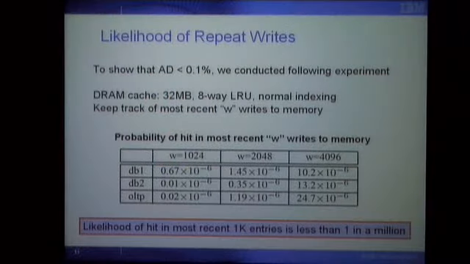If there was a line being written once every 1,000 writes, this probability would be like 10 to the power of -3. So for typical applications, the probability of a hit in the last 1K writes is indeed very low, less than 1 in a million. It almost never happens.